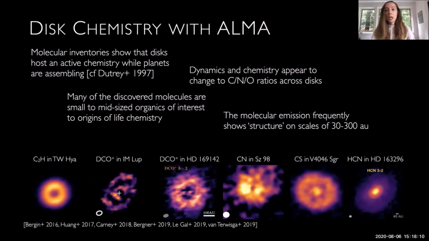And finally, we do see substructure. So, I showed you the spectacular DSHARP figure a few slides back showing substructure in dust. We do see some substructure in the molecules that we are looking at as well. But I do want to note that while DSHARP went down to resolutions of a few AU, we have so far been limited to scales of, let's say, 30 AU or so, so barely getting into the part of the disk where we think most planets are forming.